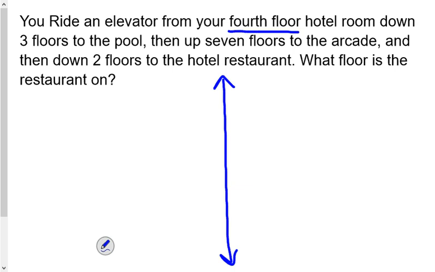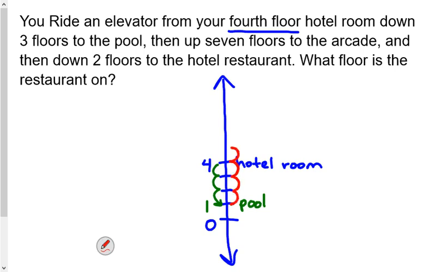So thinking about if this is 0, ground level or lobby level, 1, 2, 3, 4. This is where we started. This is our hotel room. And then we go down 3 floors to the pool. So we go down 1, 2, 3. That means the pool must be on the 1st floor. Then we go up 7 floors to the arcade. So the arcade must be 1, 2, 3, 4, 5, 6, 7. Must be here at the 8th floor.